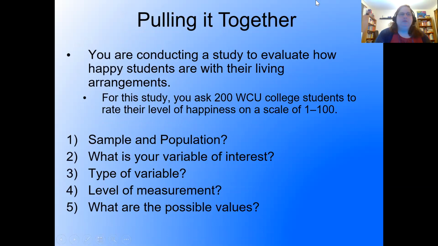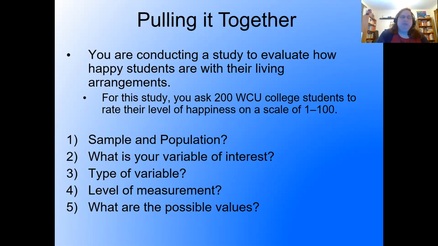So I'm going to give you a setup of a situation, and I'm going to ask that you pause this video just to answer the questions so that we can make sure we're all on the same page. You are conducting a study to evaluate how happy students are with their living arrangements. For this study, you asked 200 Westchester University College students to rate their level of happiness on a scale of 1 to 100. Now you see there's 5 questions below.